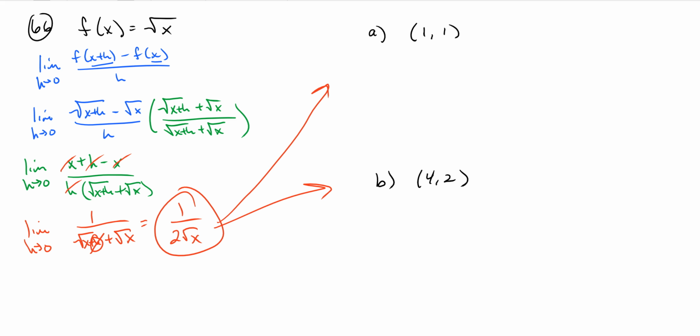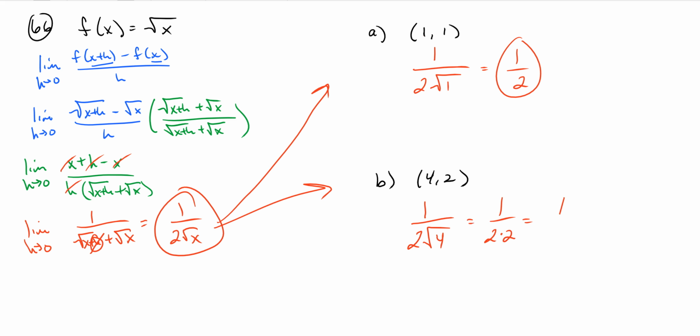So for A, I've got 1 over 2 times the square root of 1, which is just 1/2. So the slope at 1 is 1/2. And then I've got 1 over 2 times radical 4. That's going to be 1 over 2 times 2, which is 1/4. So the slope at 4 is 1/4.